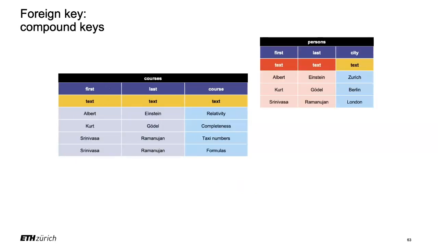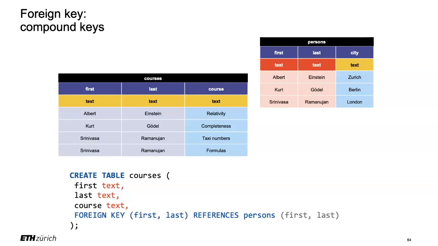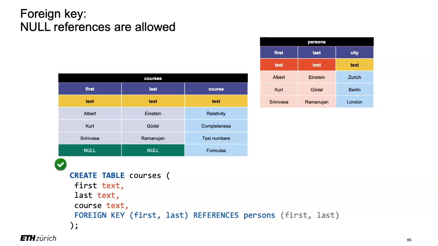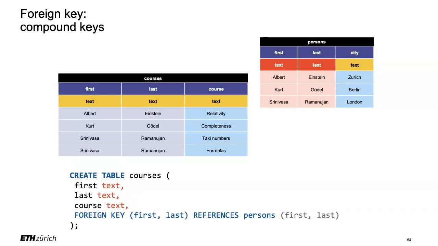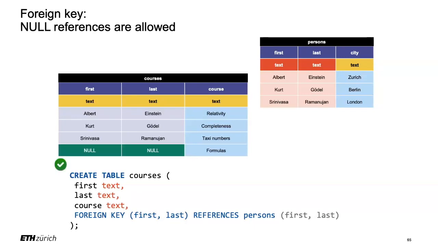Okay, now compound keys are also fine. You just do it as a separate line. Whenever you compound columns, be it with check, with unique, with primary key, it's always a separate line. So now we say foreign key first last, references persons first last. And again, if first last is already declared as the primary key in persons, then you don't need to specify it, right? Another thing is that in a foreign key, it's totally fine to have nulls, right?